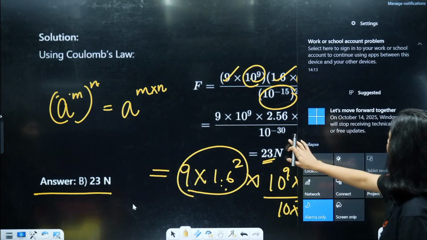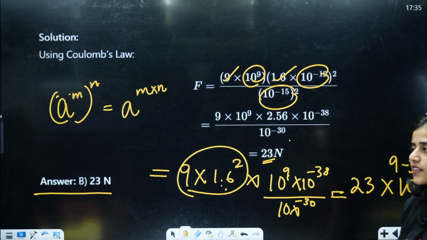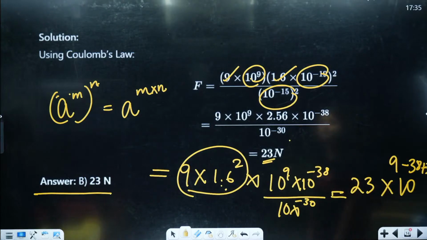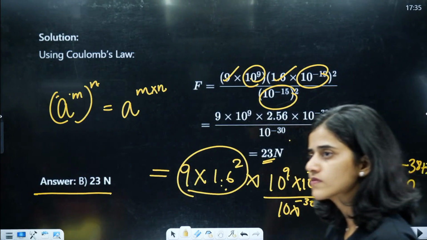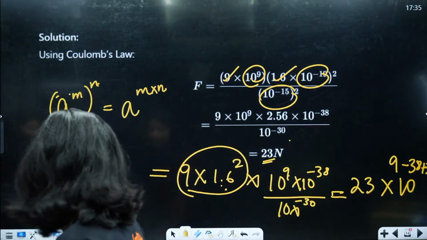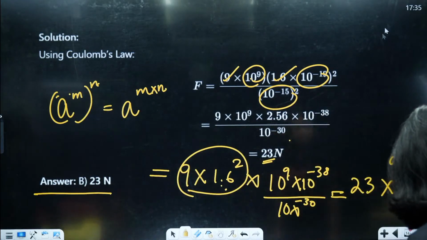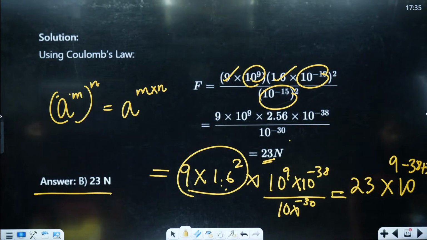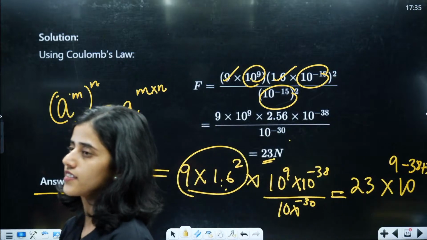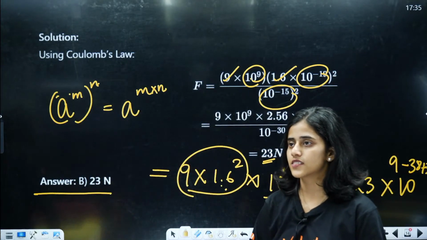Ma'am, 1 second. The students are telling something in the chat. I think some answers, 230. Yeah, 23, yes, the answer is 23. Very good. 1 second, students. Is it visible now? Yes. Okay. Can you see it from top? Yes. Okay.